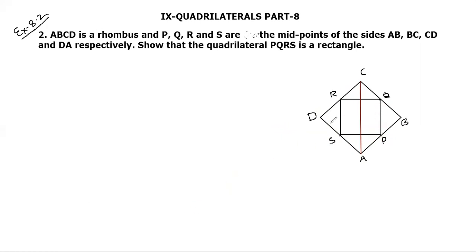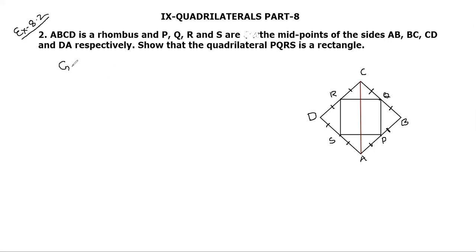When P is a midpoint of AB, that means this will be equal to this. We can draw these two equal, and in a rhombus all the sides are equal, therefore we can use the same notation, same symbol to say that these two are bisected. So S is also the midpoint of AD, so this is given to us.